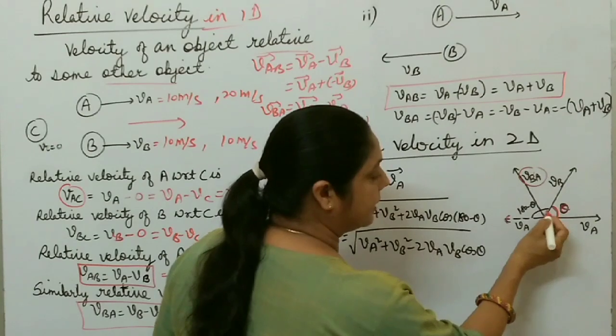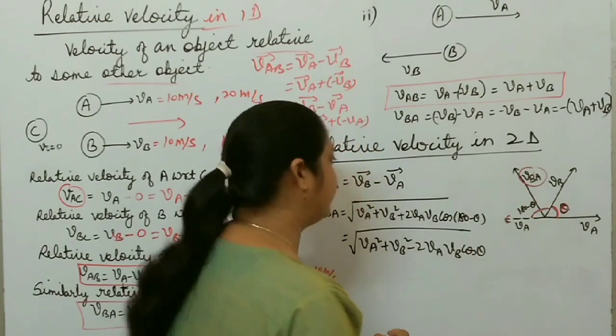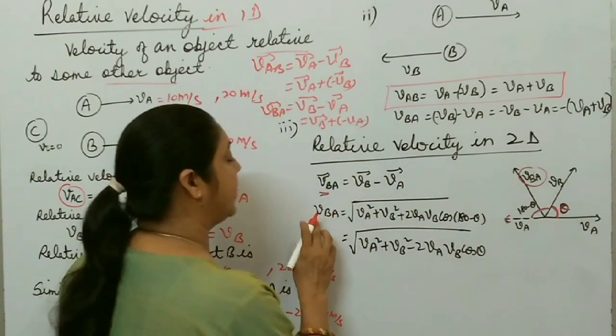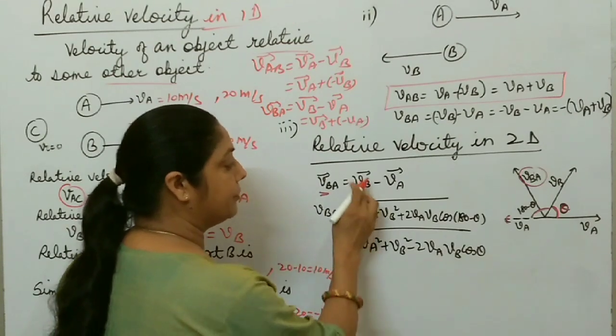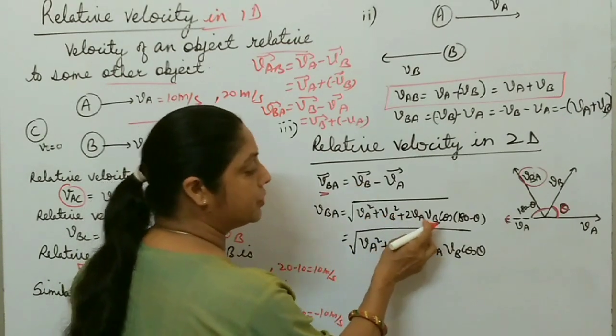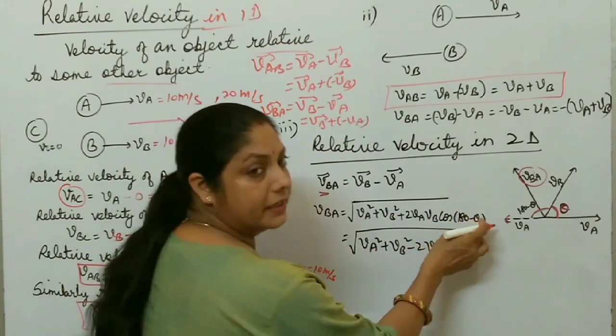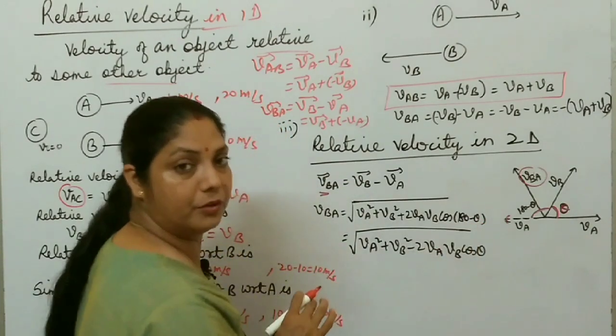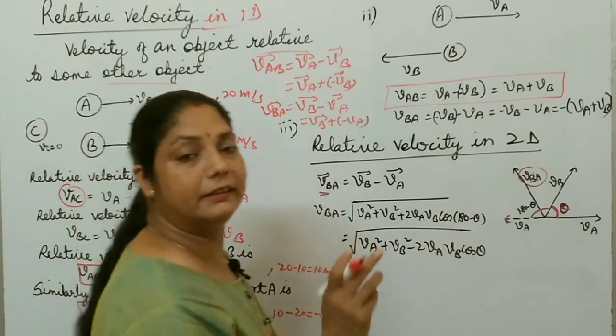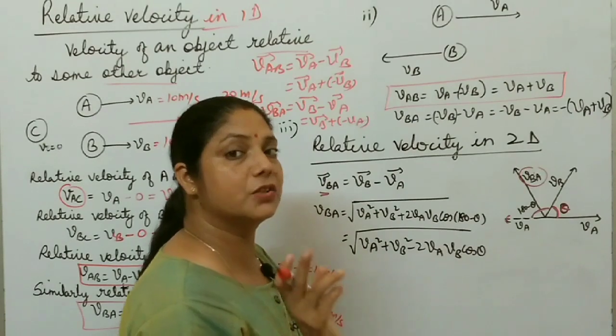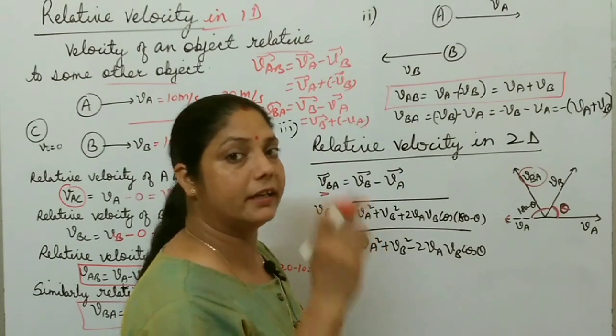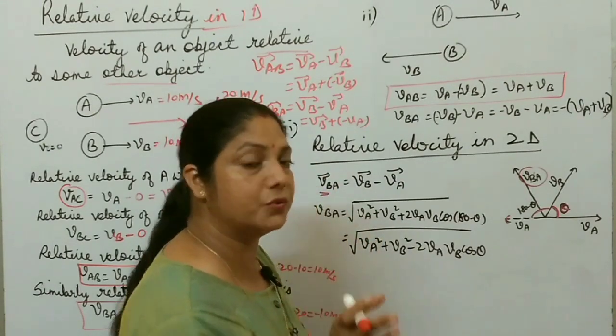Here the angle is theta, so this angle becomes 180 minus theta. So you can find VBA equal to under root VA square plus VB square plus 2 VA VB cos of 180 minus theta. This is the formula for two vectors making angle theta. A and B are two vectors. So what is the magnitude of the resultant? Under root A square plus B square plus 2AB cos theta.